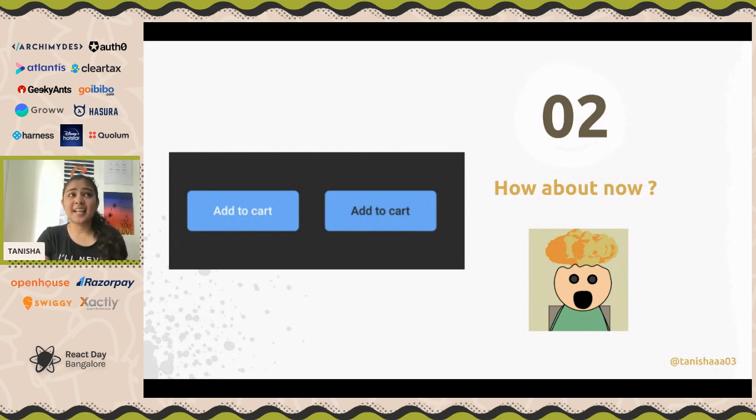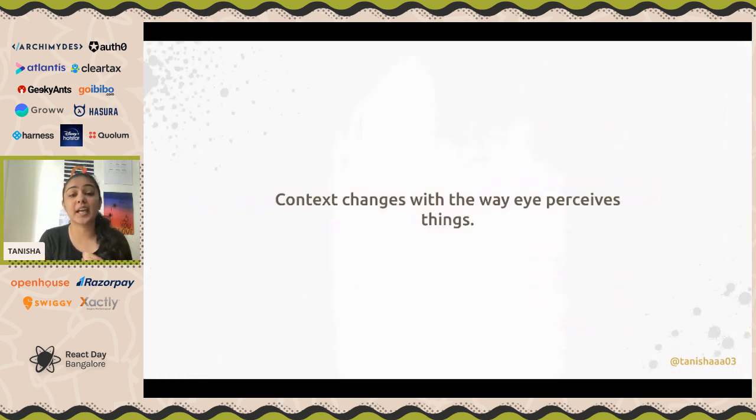Now, why is that? The answer is as simple as it may sound. Context changes with the way I perceive things. And that's why I said most of you and not all. That's because I perceive differently for different individuals. And the whole idea here is about the context that you're trying to deliver to the user. The simplest example in this case would be when you try to enter from a brightly lit room to a dimly lit room, your eyes take some time to adjust to the surrounding. And that's the context that I'm talking about.